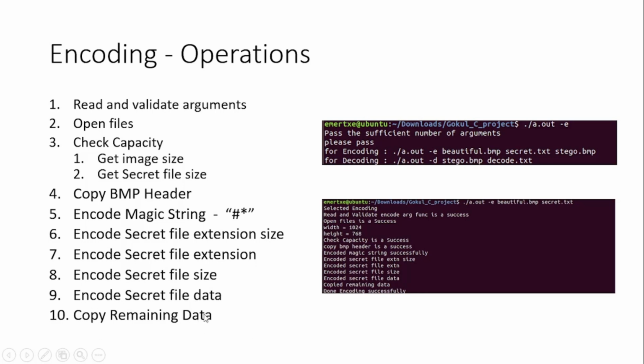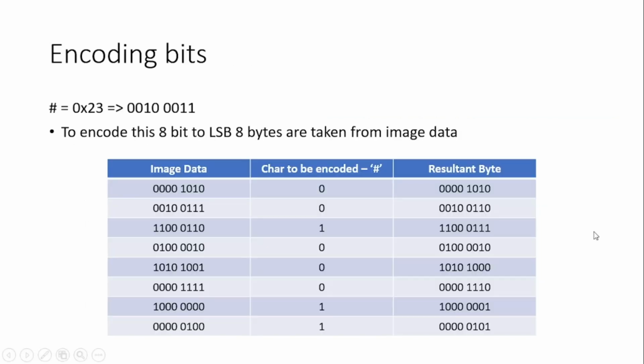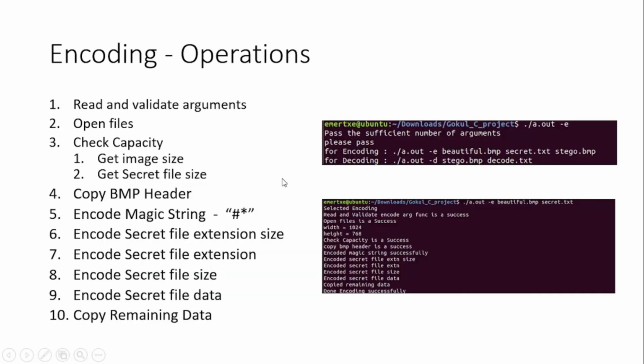Even after doing all this, if there is remaining data in the image, all the remaining image data will be copied to the stego image. For this purpose, we are using file operations. The image beautiful.bmp is opened in read-only mode, and the stego image is opened in write mode. Whatever values are to be encoded, we read from the image data, do the bit manipulations, and write it to stego.bmp. So that's the encoding part. This is a brief explanation of how we are encoding the bits.